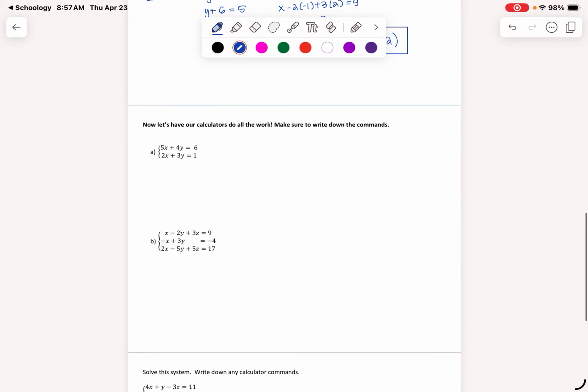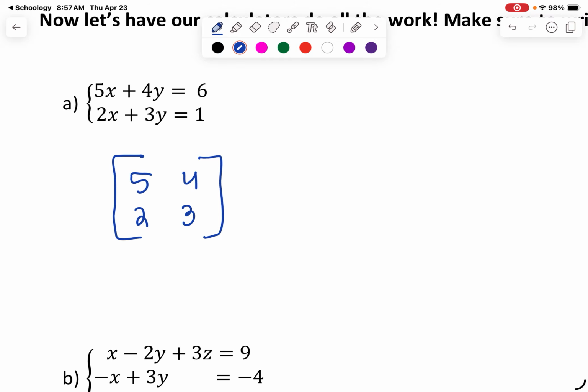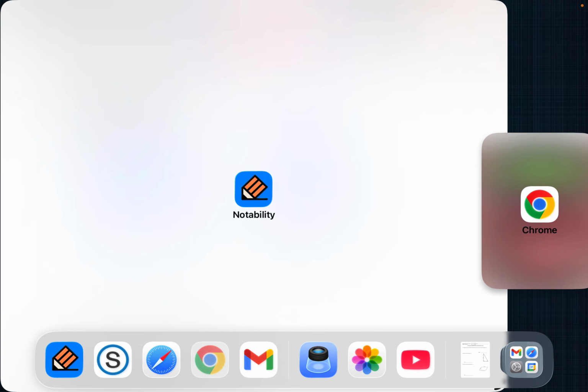I'm gonna use matrices to solve this one. So once again, you need matrix A, 5, let me zoom in here, 4, 2, 3. And then you're gonna need matrix B, which is 6, 1, okay? And you're gonna do A inverse times B in your calculator. All right, so let's go ahead and do that. Open up my calculator here.